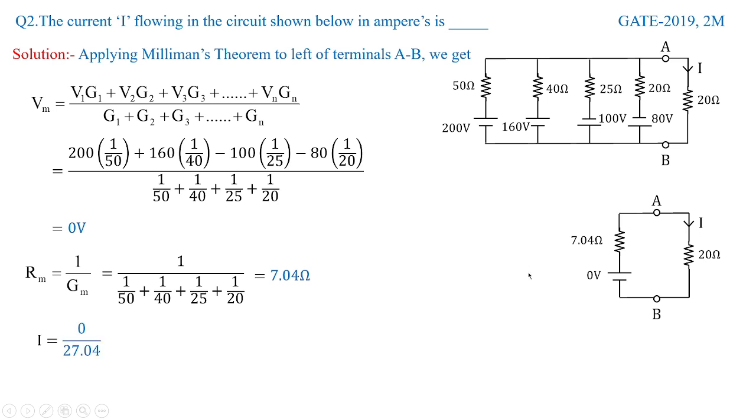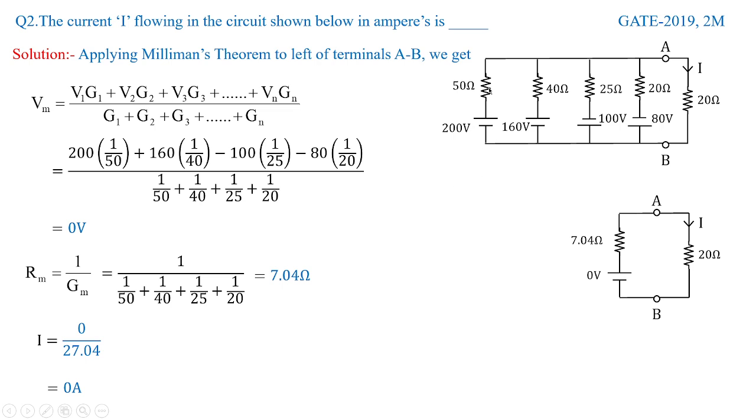Current I would be equivalent to 0 volts divided by the resistance in the series combination. So 20 plus 7.04 would be 27.04. Anyhow, the answer would be equivalent to 0 amperes. So if you are good at networks, and good at Milliman's theorem, by looking at the circuit itself, you can easily estimate the value of current, which is equivalent to 0.